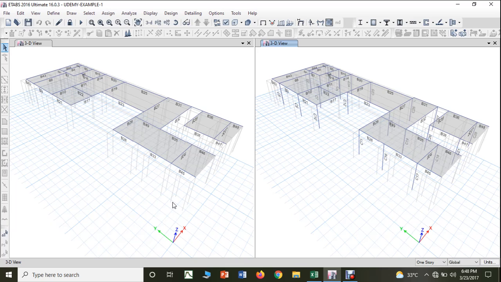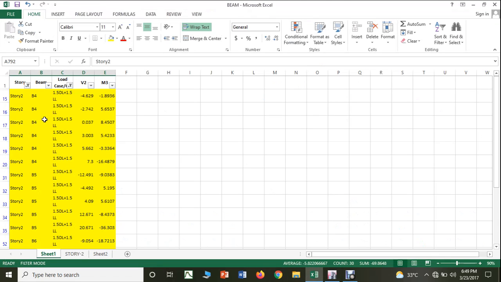Welcome back, learners. As you know, in the previous lecture we were discussing obtaining the moments of the beams. In the previous session, we got these beam forces, that is the moments and the shear forces.